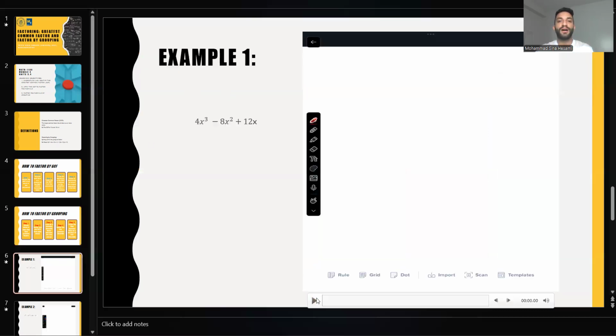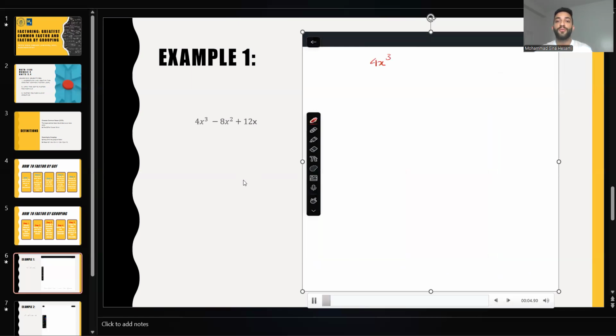So here's an example that we're going to solve by factoring by the GCF. Here we have 4x cubed minus 8x squared plus 12x. By looking at the numbers and variables, we have to identify the greatest common factor. We can rewrite them in terms of 4. So 4x cubed is 4 times x times x times x. 8x squared, we don't need to focus on the sign, we write as 4 times 2 times x, and 12x as 4 times 3 times x.